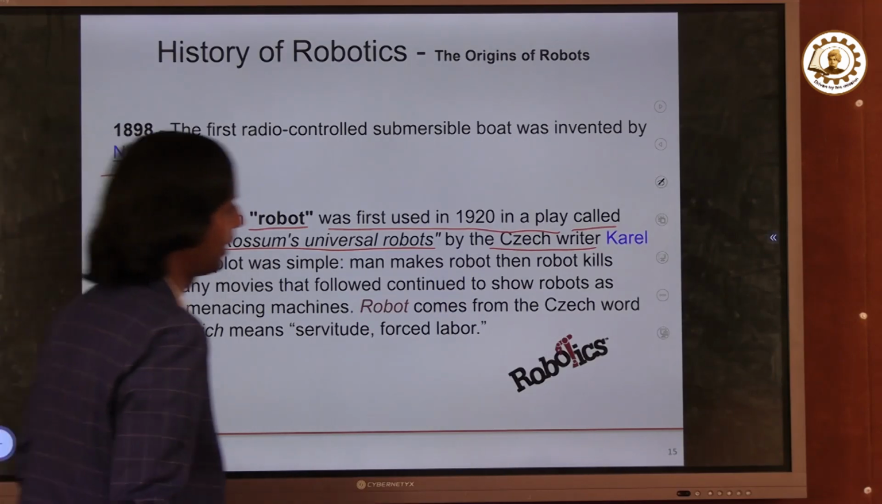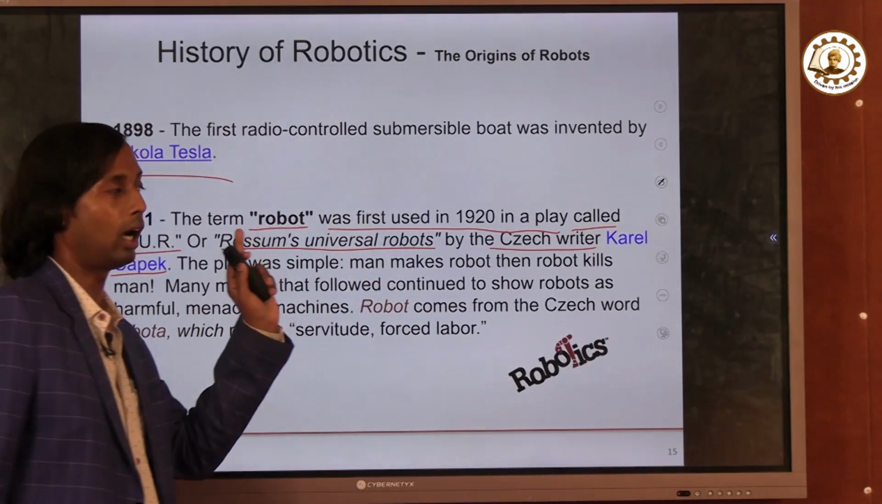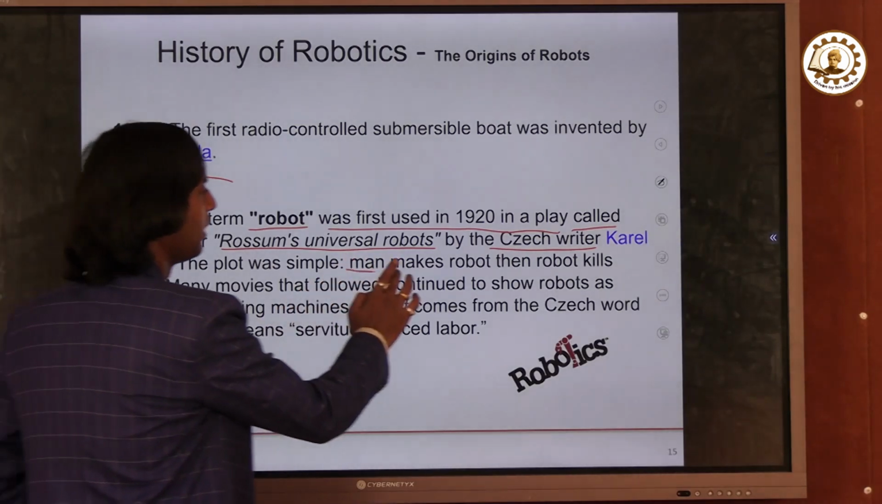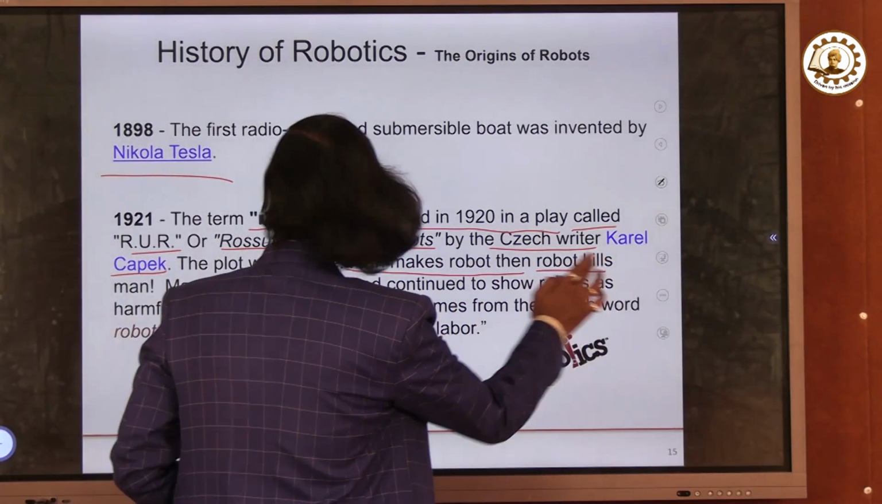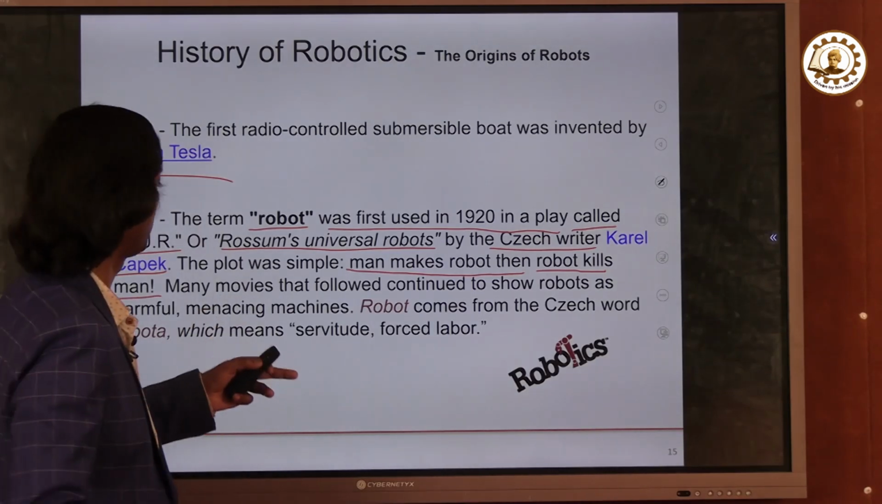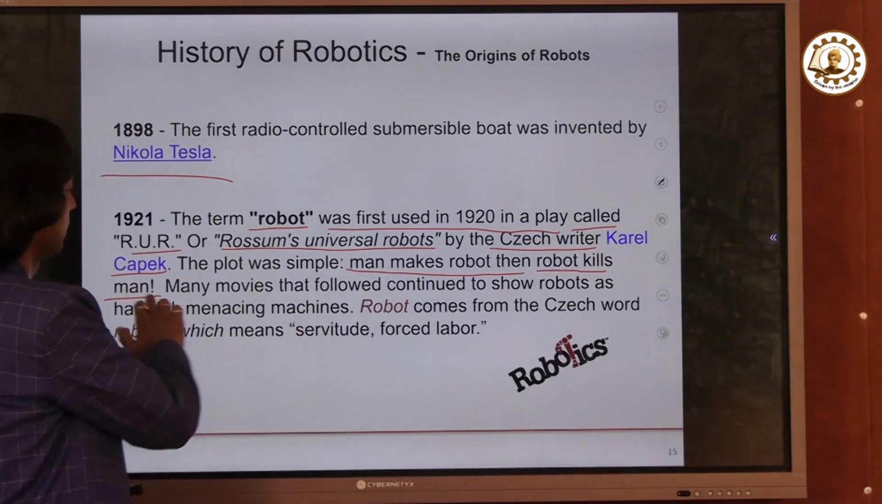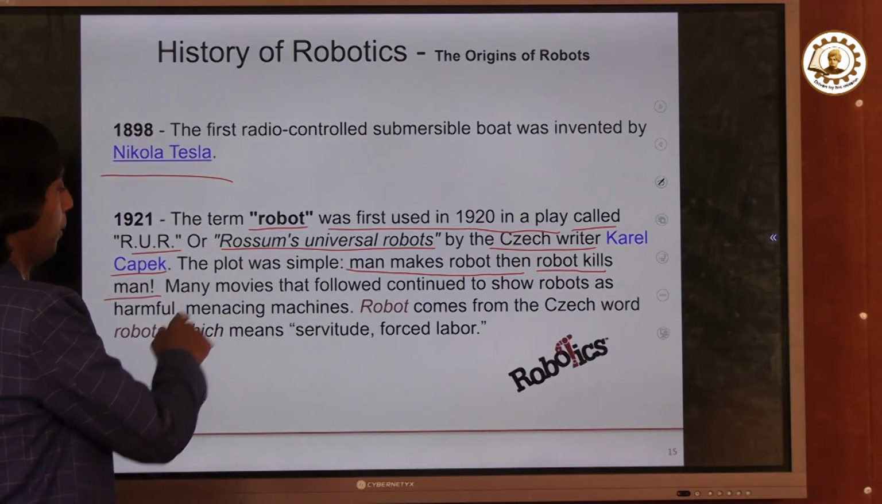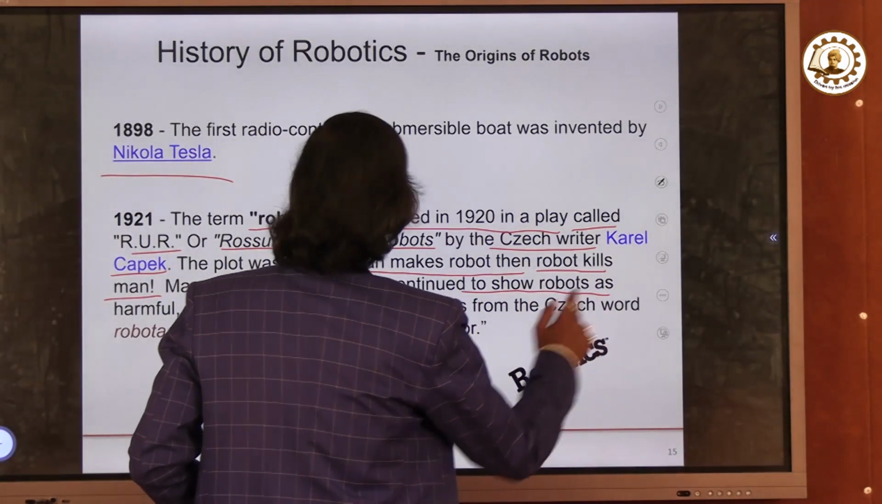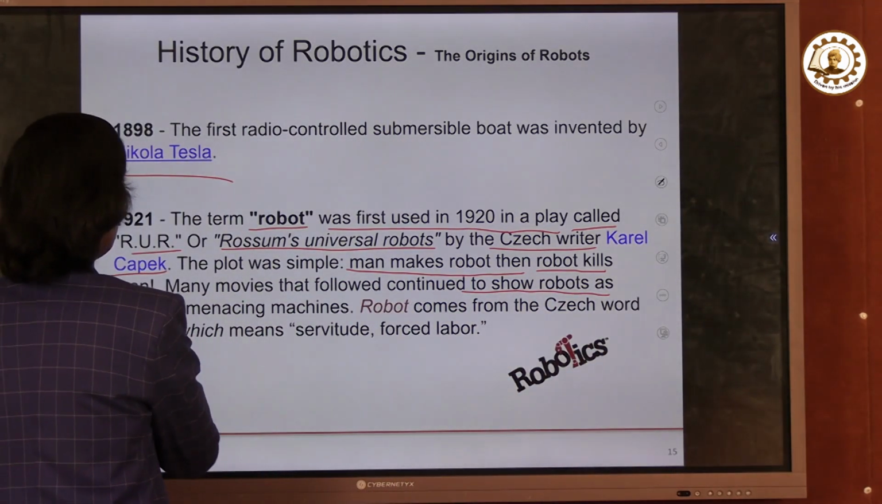Okay, Karel Čapek actually used the word robot. The man makes robot, then robot kills man. Okay, it's very simple, but no, this is not true. Many movies that follow continue to show robot as harmful.